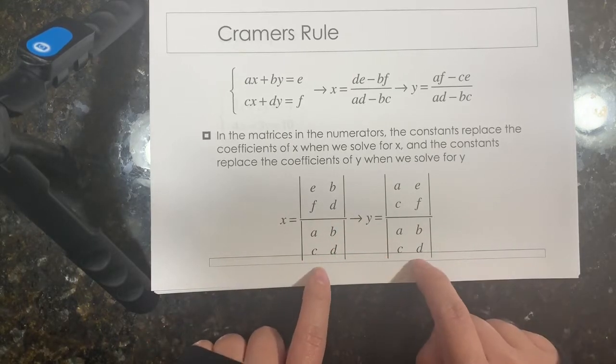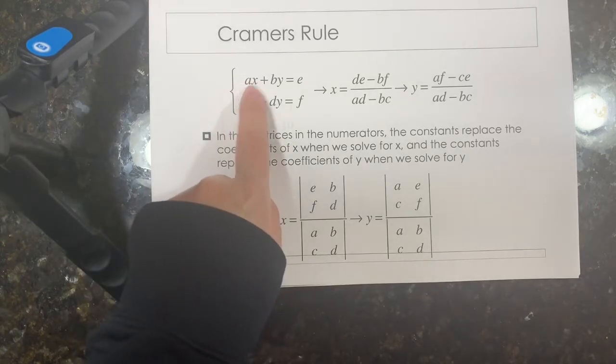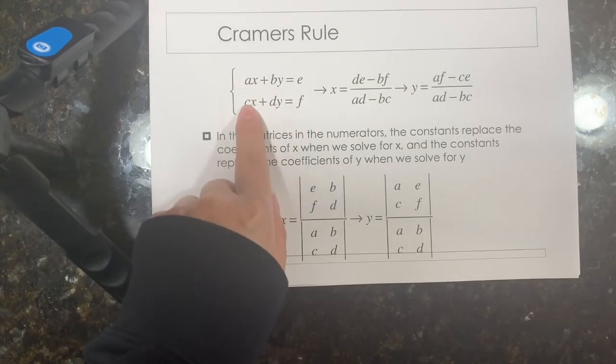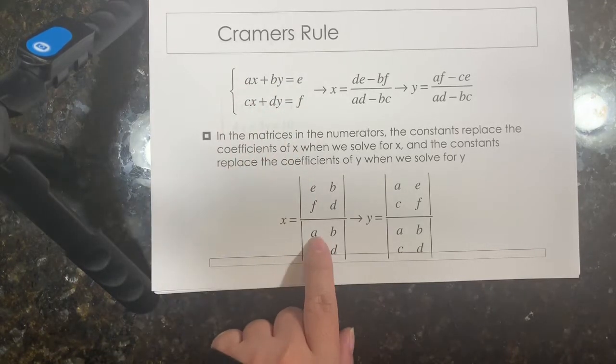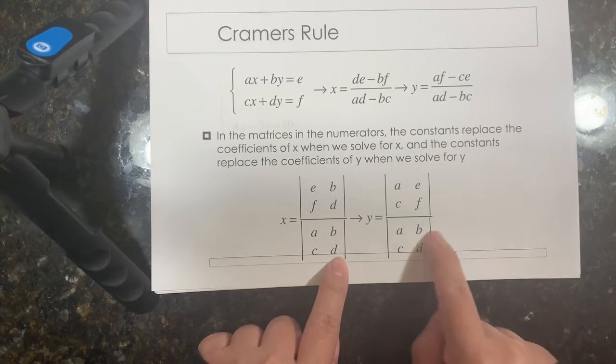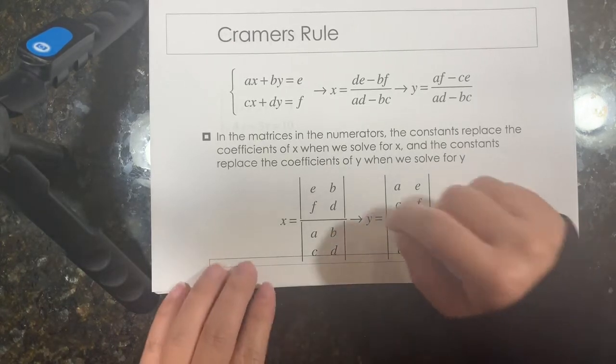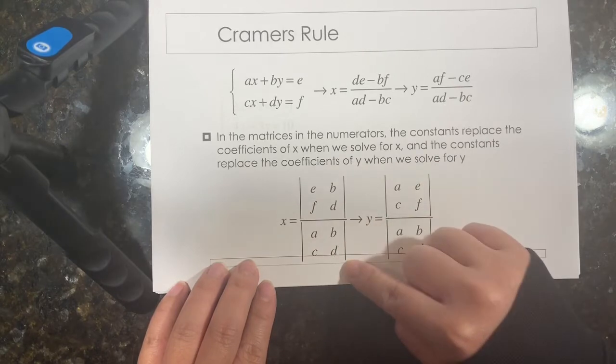Now, the denominators of both of these should look exactly the same. All they are is the coefficients of x and y, from both of the equations, and both of them are the same. So the denominator's matrix should look the same. What I like to think of is a column of x and then a column for y.